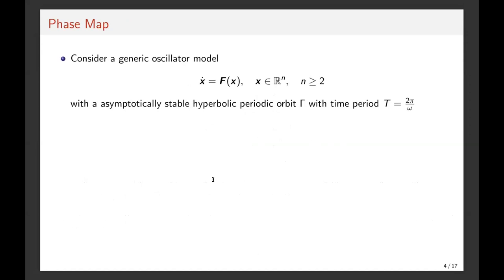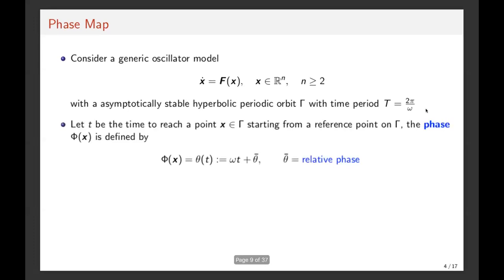We saw a very nice review of phase reduction techniques, but let me review it again very briefly to mention my notation. Consider a generic oscillator model, x dot equals f of x. It's an n-dimensional nonlinear system, and it admits an asymptotically stable periodic orbit with period T. I denote the limit cycle by big gamma, the period by T and the frequency by omega.